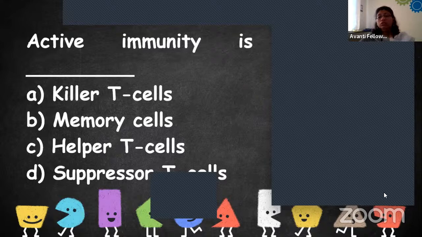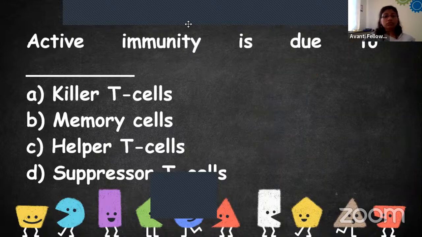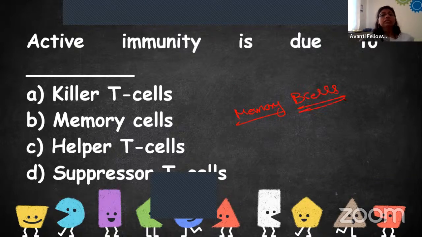So great. As you can see, you have given a very good answer, that is option B. So 100% the answer is option B, memory cells, because active immunity only works when memory is there. Okay, and memory is produced by the B cells. So B cells are the ones which are responsible for generating active immunity, right?